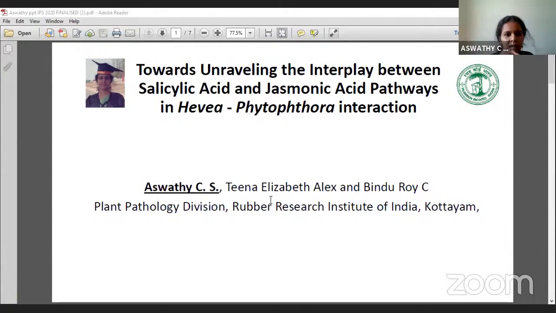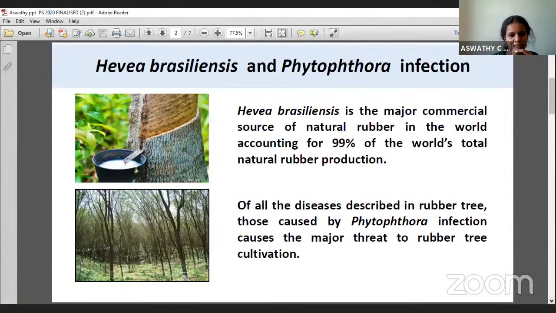Okay, good afternoon all. Myself Ashwati, first year PhD scholar in Rubber Research Institute. Today I am going to present my topic, towards unraveling the interplay between salicylic acid and jasmonic acid pathway in Hevea phytophthora interaction. Hevea brasiliensis is one of the major crops which produce viable quantities of rubber. Hevea is infected by many pathogens, among which abnormal leaf fall caused by phytophthora is one of the important diseases which cause major yield loss.